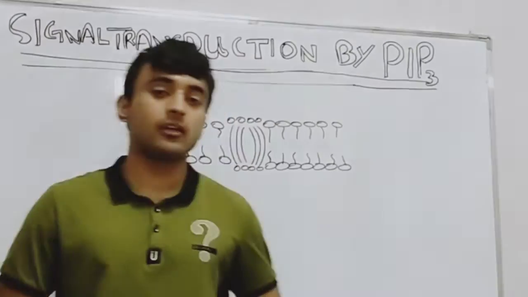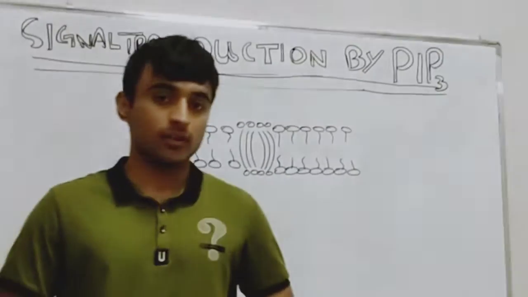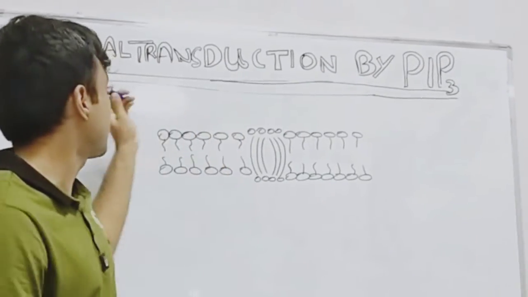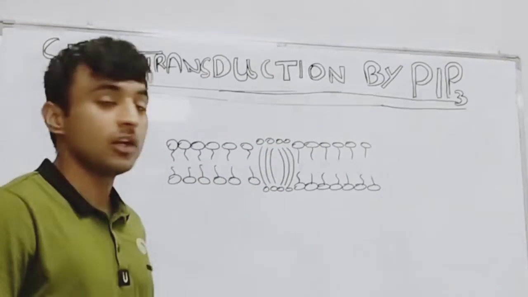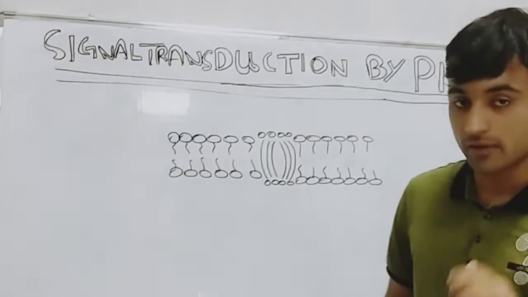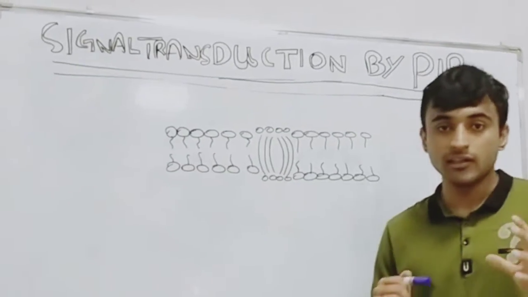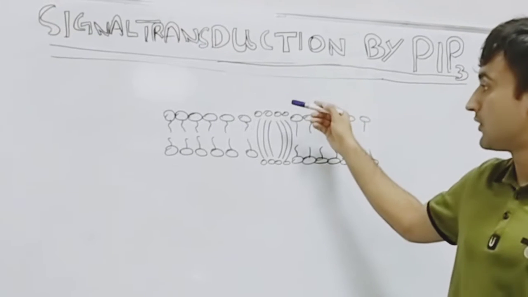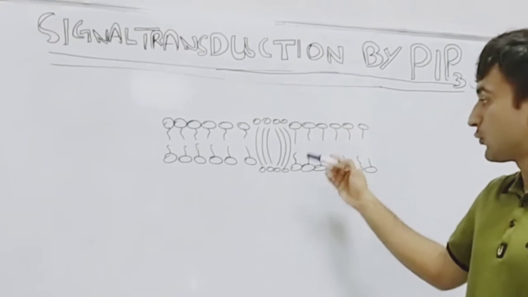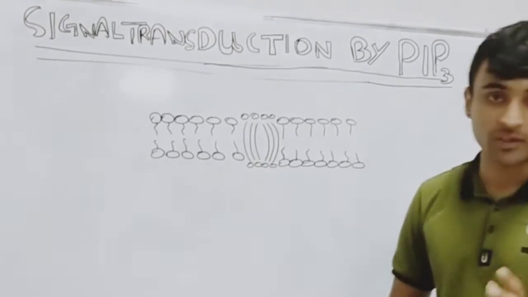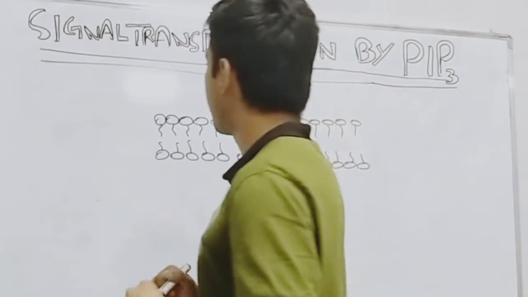Once again welcome to my YouTube channel MS Lectures, and today I will be explaining a very important topic regarding biochemistry, that is the signal transduction by PIP3. Previously I have explained the general signal transduction, which involves the use of G protein coupled receptors, and then through the G protein complex the signal was carried out and the phosphorylation of the protein was carried out. But here the case is different.